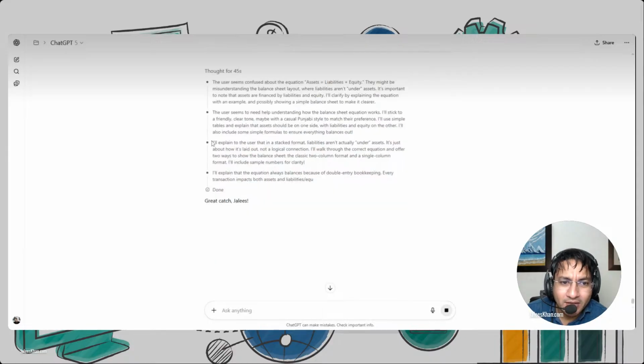Okay, I will explain to the user that in a stacked format, liabilities aren't actually under assets. It's just about how it's laid out, not a logical connection. I will walk through the connection.